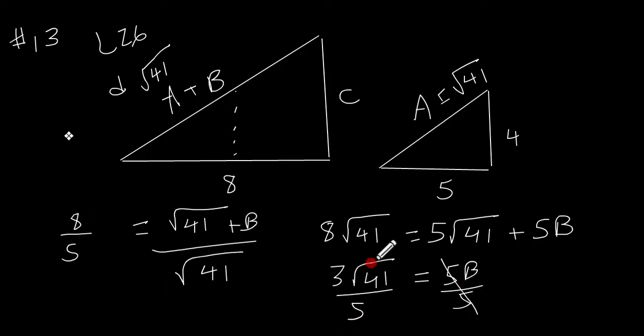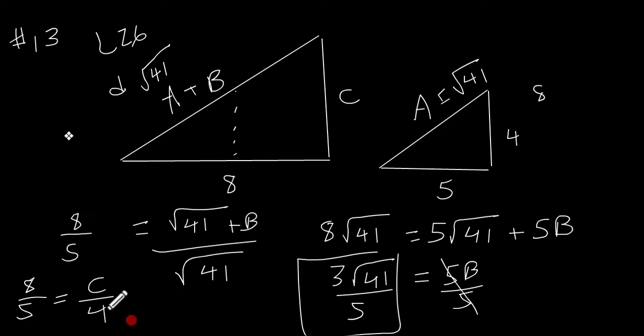All right, so you're going to get this. And then this c is the easier one, so you would do 8 over 5. Let's see, I have no room there. I'm going to just throw it down here. 8 over 5 equals c over 4. And then you just cross multiply to get your answer to that one.